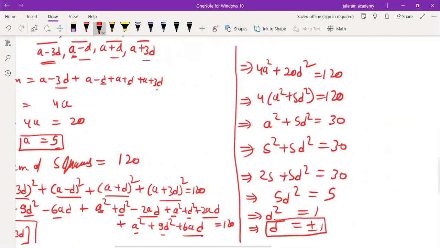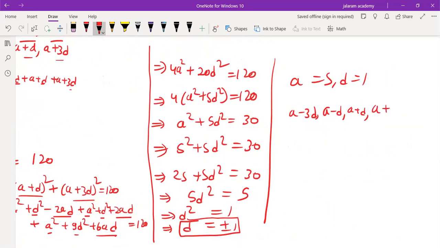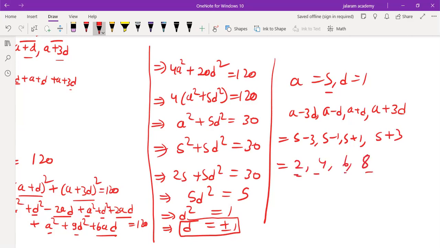When we take D equals 1, A equals 5, D equals 1. The numbers we have considered, the middlemost are A minus D, A plus D. The term previous to A minus D is A minus 3D, and next to A plus D is A plus 3D, and use these values. 5 minus 3, 5 minus 1, 5 plus 1, 5 plus 3. That is 2, 4, 6, 8. Check the answer. Their sum is 2 plus 4, 6 plus 6, 12 plus 8, 20. Correct. Sum of their squares, 4 plus 16, 20 plus 36, 56 plus 64, 120. So the answer is correct.